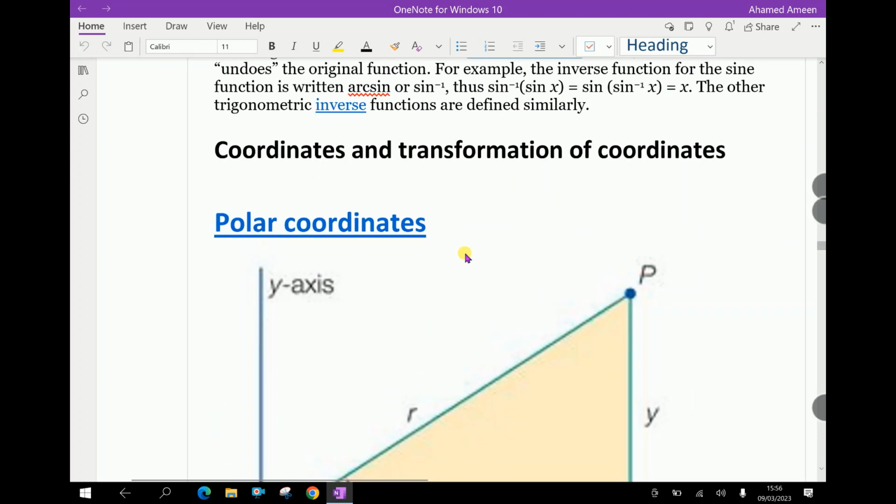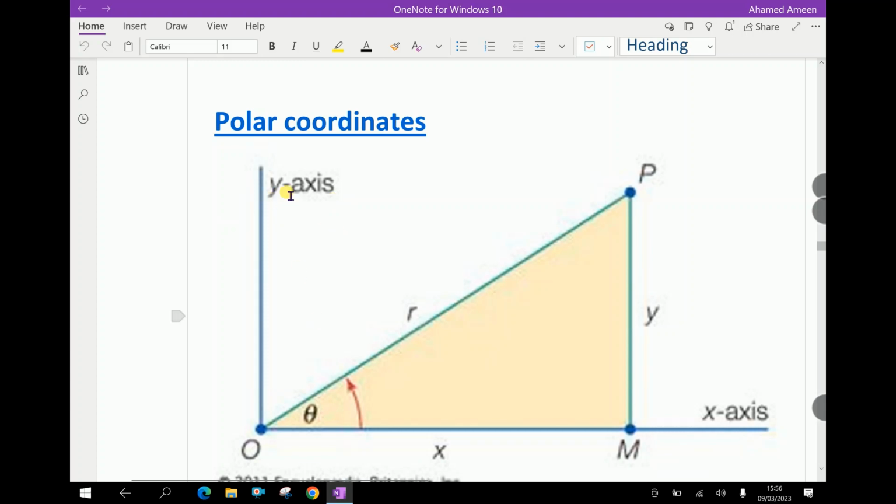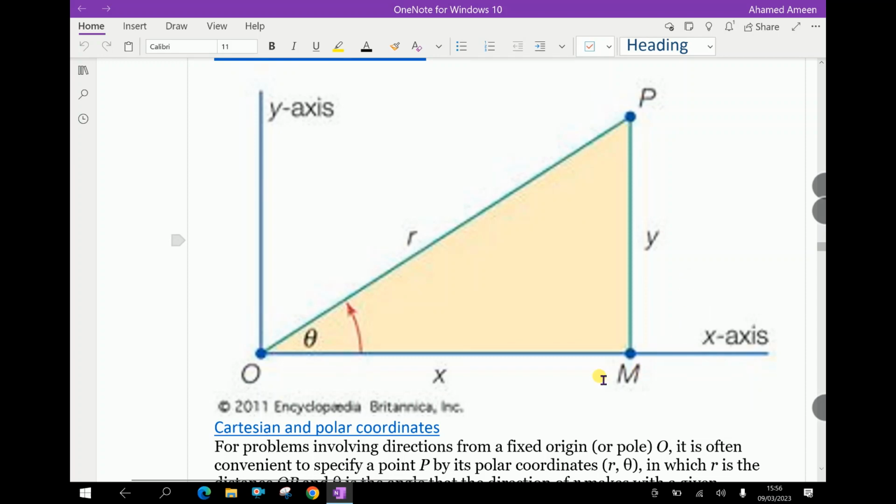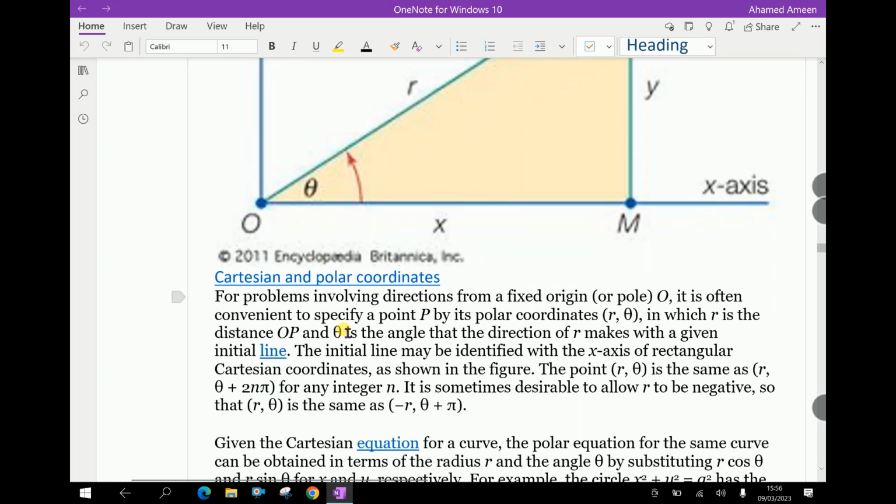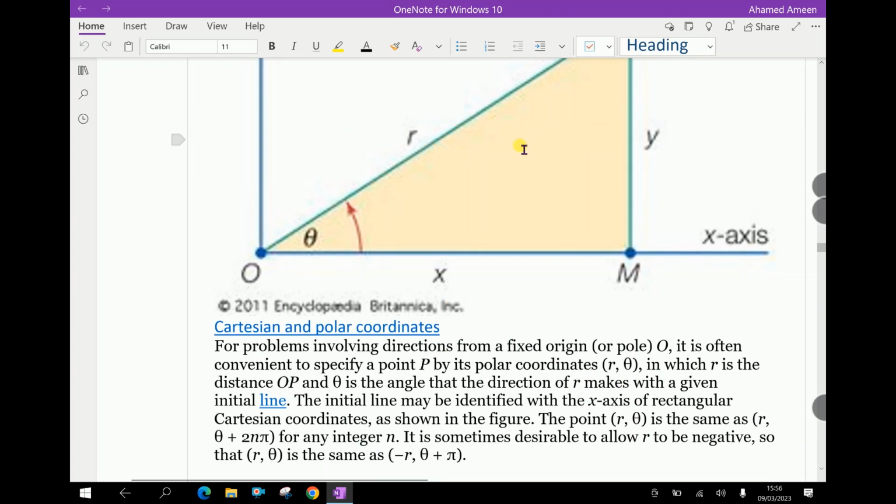Coordinates and transformation of coordinates. Here, Cartesian coordinates can be transformed to polar coordinates. Any point P is on the xy plane. For problems involving the direction from a fixed origin or a pole, O is the pole here, it is often convenient to specify the point P by its polar coordinates r and theta. Here x and y are Cartesian coordinates, r and theta are the polar coordinate system.